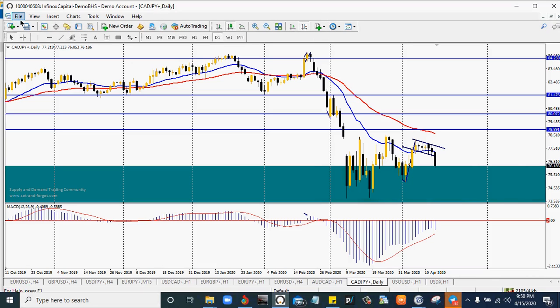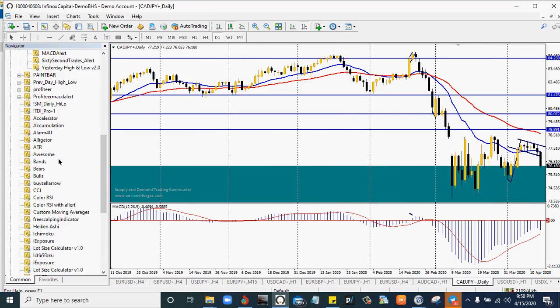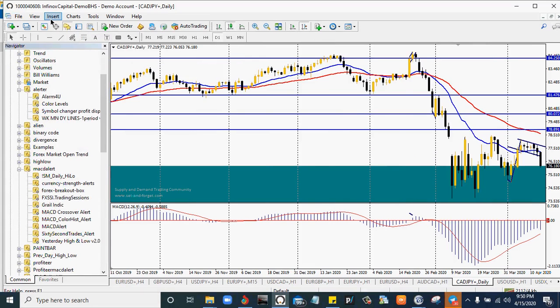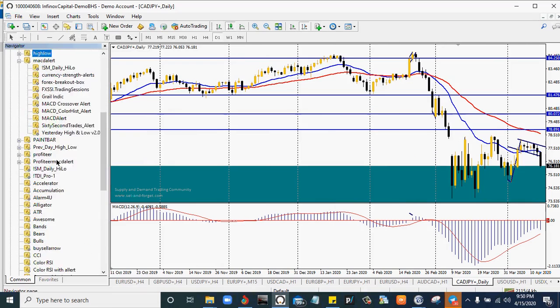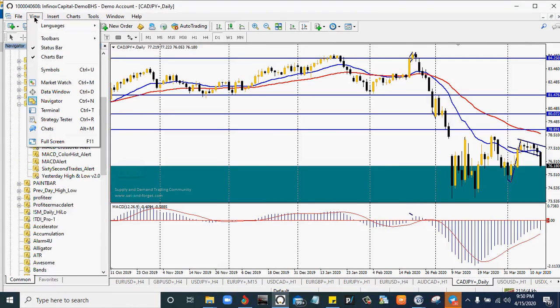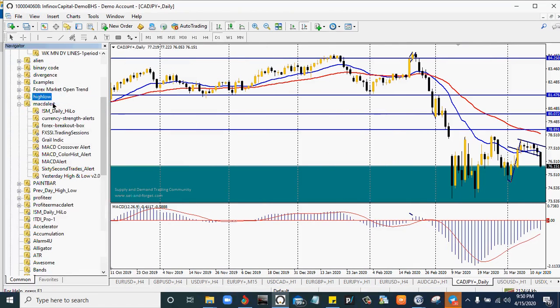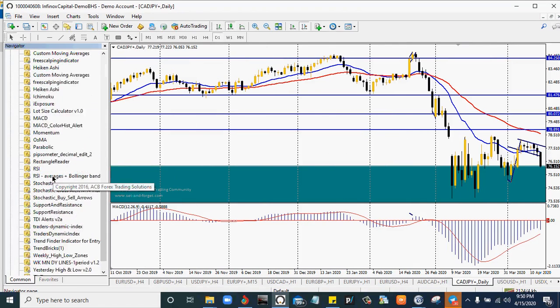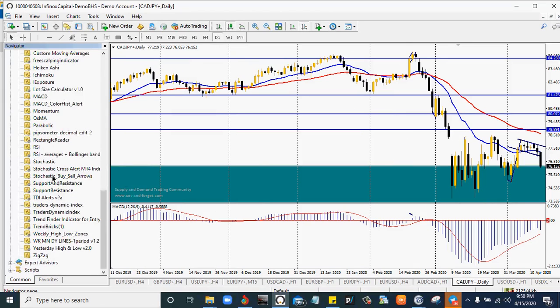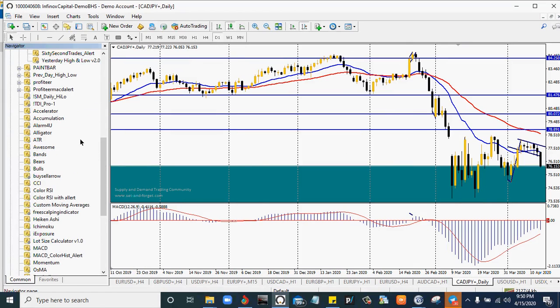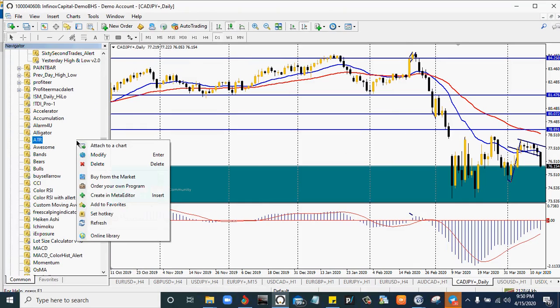Then I'll now go to my navigation bar, where you can also see your indicators right here. All the indicators aside from insert, you have the navigation window. That's this guy, the Navigator, or you can press Control N, or you go to View and click on Navigator. You see all your indicators there. But if I look here, I can't see that currency stuff, so I have to refresh it. So I right click inside that window and click on refresh.